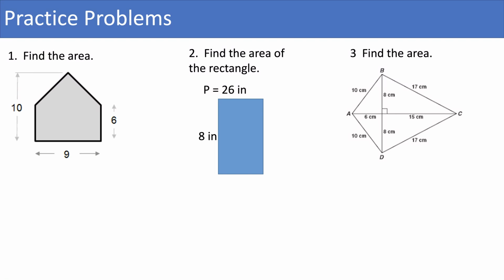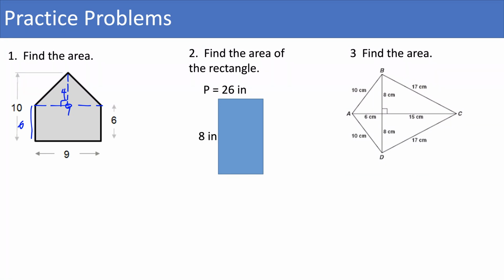So let's see, find the area. Well, here, that looks like a home plate. But I don't know what the formula of a pentagon is, but I know I can break this down into a rectangle and a triangle. And if I can find each of those pieces, then I can add them together. So this is 9, and I know I'm going to need the height of a triangle. So this whole thing from top to bottom is 10. From here to here is 6. So that means this part must be 4.